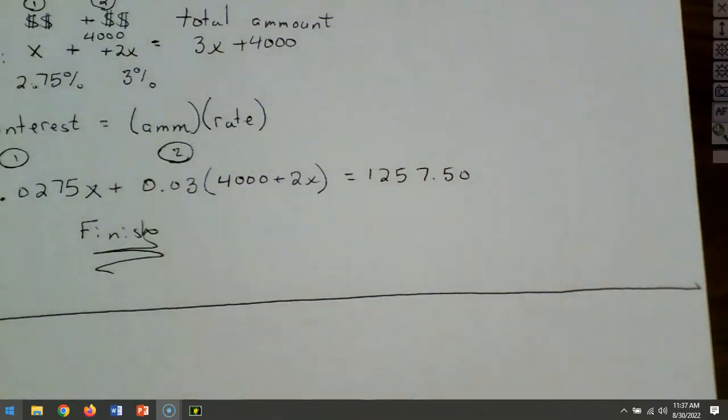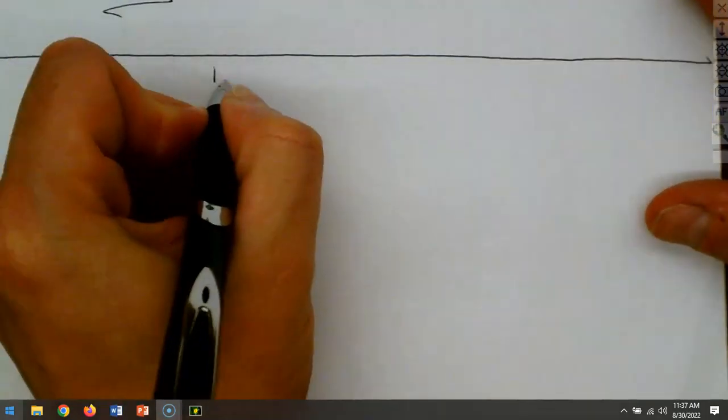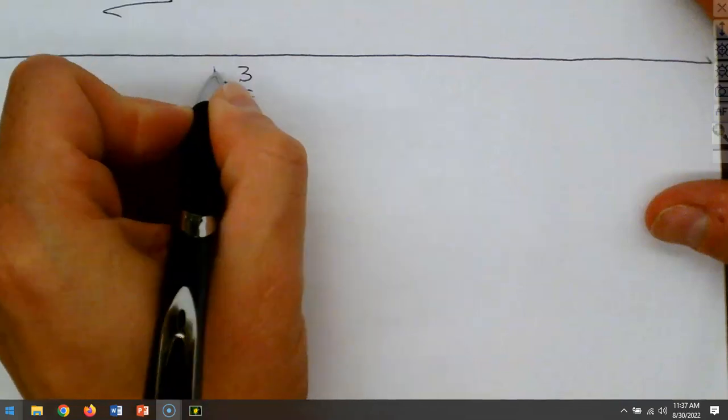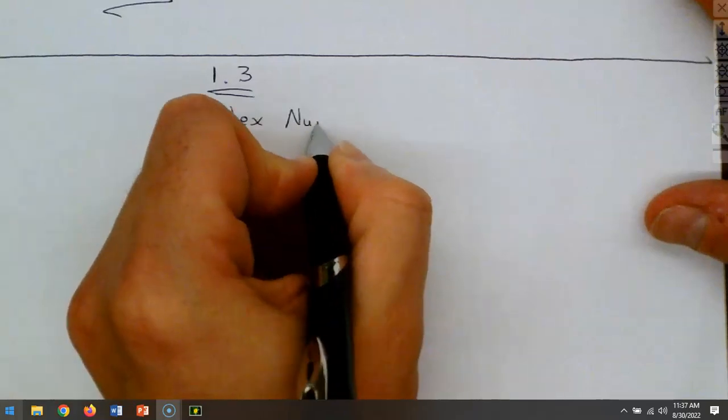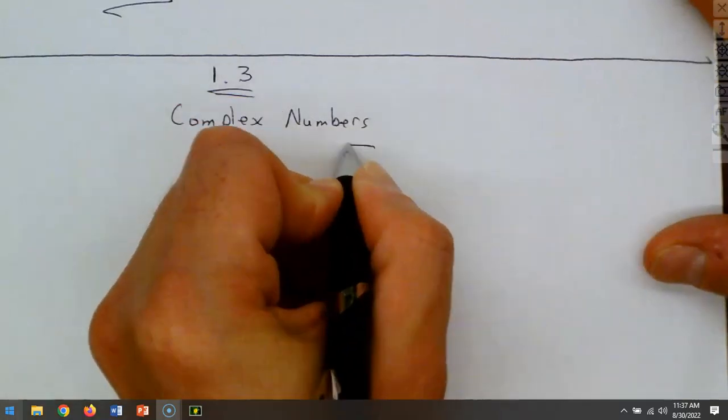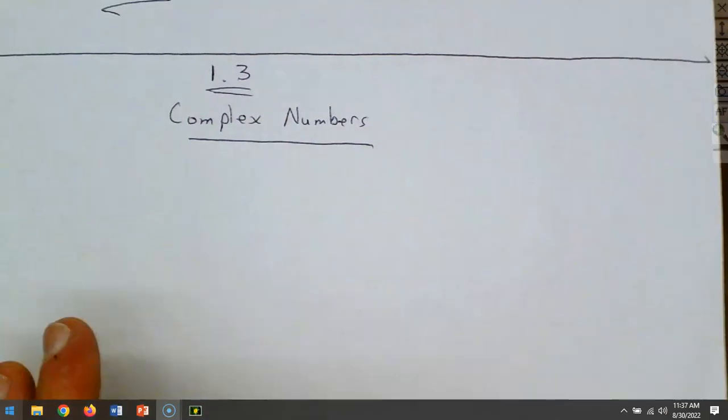Okay, so 1.3 is what we're going to be looking at today. So what we're going to do today is we're going to do 1.3, which is a very, very short, easy section. And then we'll do a little bit out of 1.4. So let's begin with 1.3. 1.3 is not going to take us very long to go through. 1.3 is complex numbers. So that's the title of it, is complex numbers.